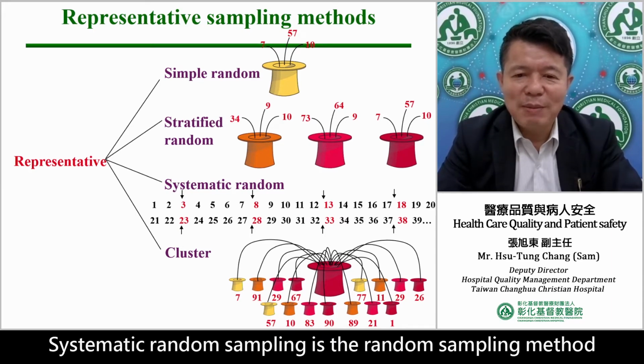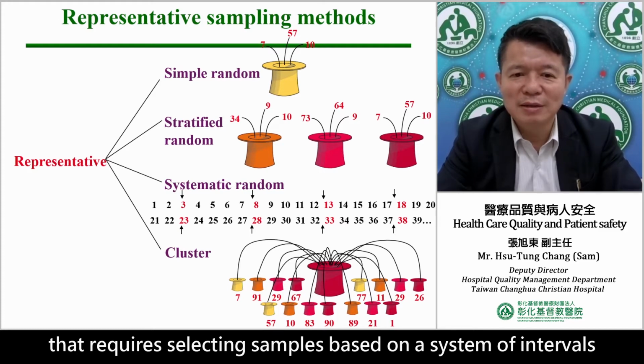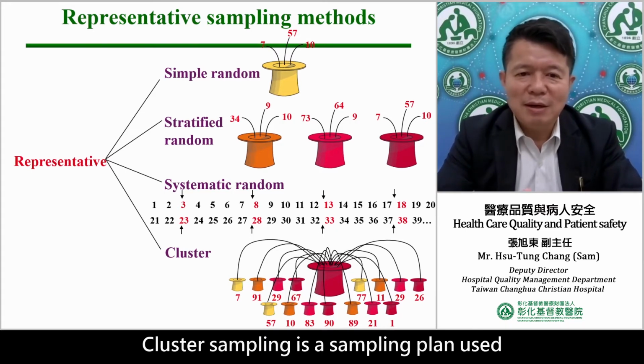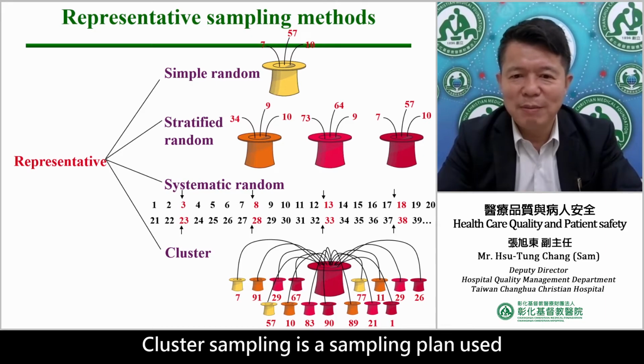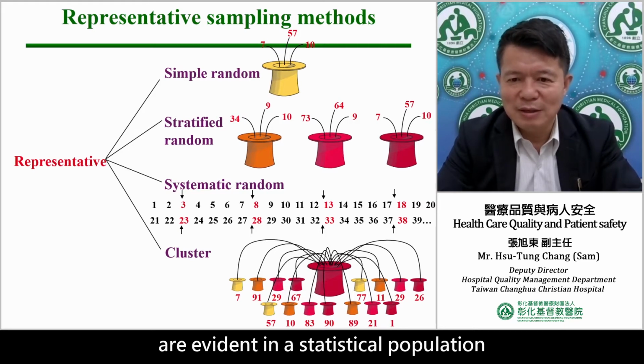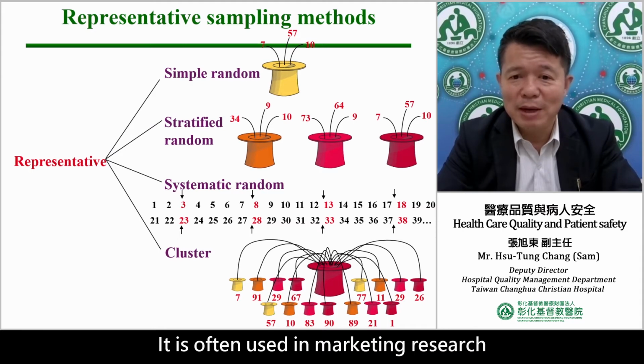Systematic random sampling is a random sampling method that requires selecting samples based on a system of intervals in numbers of the population. Cluster sampling is a sampling plan used when mutually homogeneous yet internally heterogeneous groupings are evident in a statistical population. It is often used in marketing research.